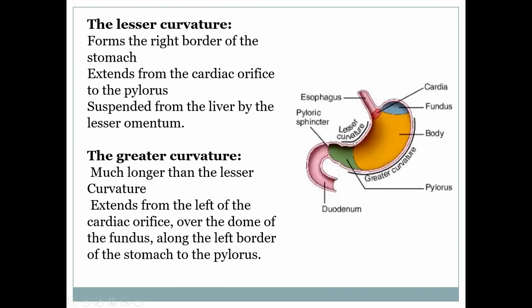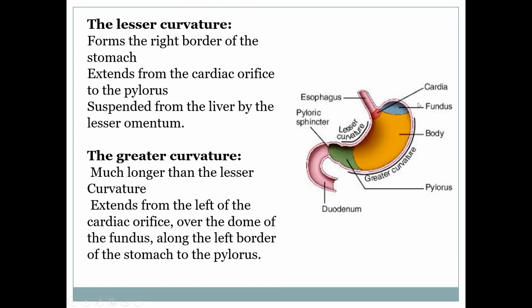And here you have your curvatures. The smaller one is the lesser curvature. The larger one is the greater curvature. The lesser curvature forms the right border of the stomach, and it extends from the cardiac orifice to the pylorus. And this lesser curvature is suspended from the liver by the lesser omentum.